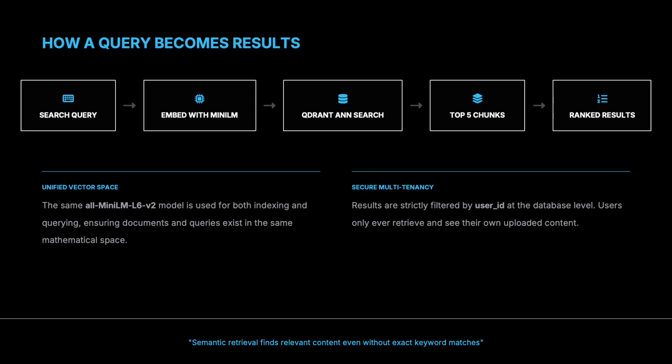Next, how a query becomes a result. When a user performs a search, we use a unified vector space. This means we use the exact same embedding model for the query as we did for the document chunks, ensuring they exist in the same mathematical space. The API embeds the user's natural language query and sends it to Qdrant for an ANN search. We retrieve the top 5 most relevant chunks and return those ranked results to the user.